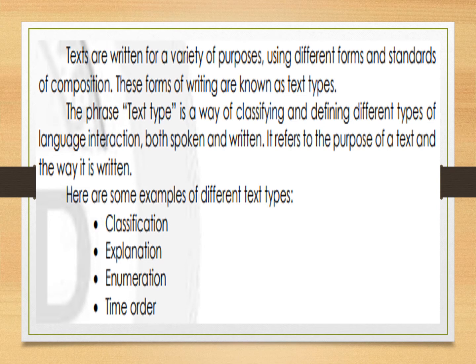Texts are written for a variety of purposes using different forms and standards of composition. These forms of writing are known as text types. The phrase text type is a way of classifying and defining different types of language interaction, both spoken and written. It refers to the purpose of a text and the way it is written.